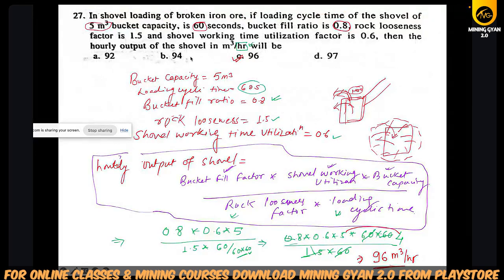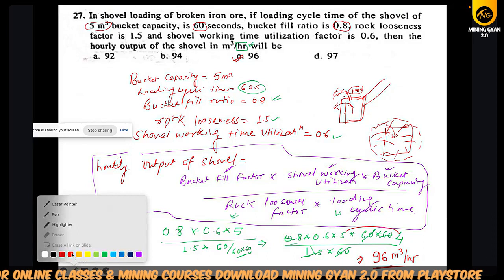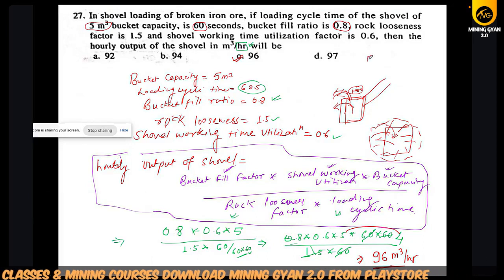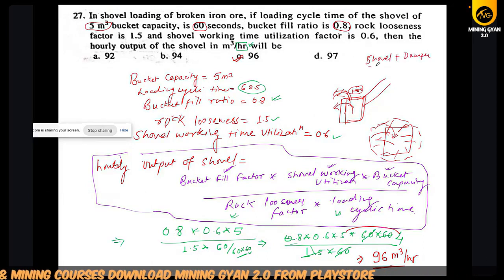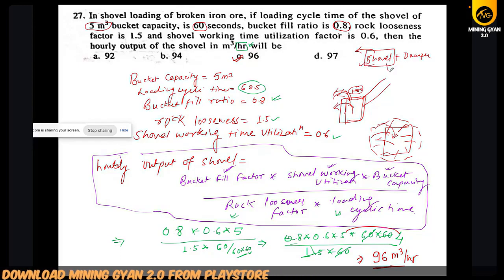In this question, he has asked for the hourly output of the shovel. If you are working in the mines and using the shovel and dumper combination, what do you need for the shovel output? The shovel has a bucket, so you need the bucket capacity. Then the bucket cyclic time. I told you what the cyclic time is in the last class also.